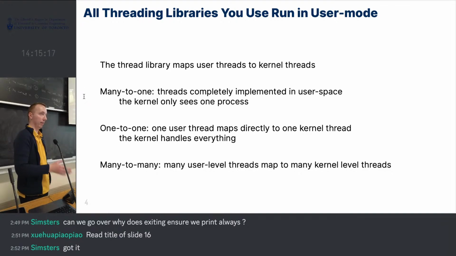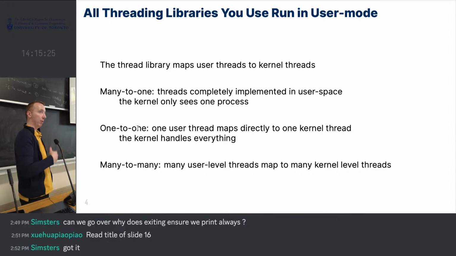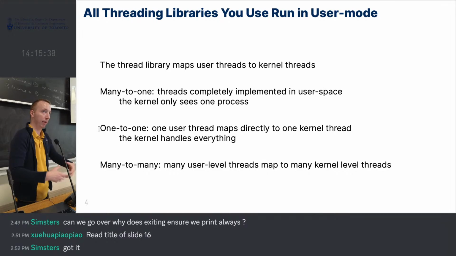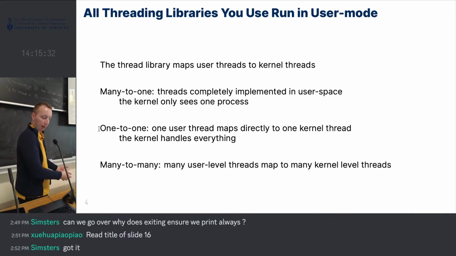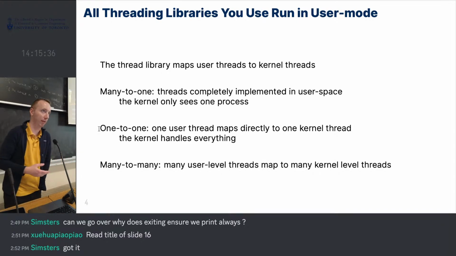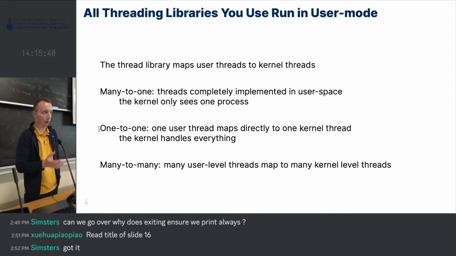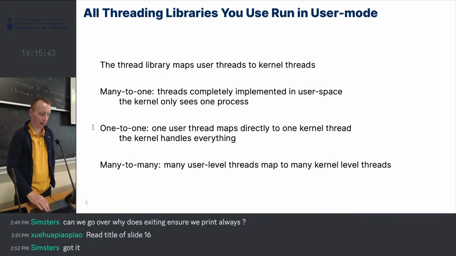It doesn't care. So if that process blocks, that process just can't be scheduled anymore. So the other scheme, if you want one thread to map to one kernel thread, is called one-to-one. Each of the threads in the library actually maps to a kernel thread. The kernel handles everything. The thread library is just responsible for doing some light accounting and mapping numbers to threads and things like that.